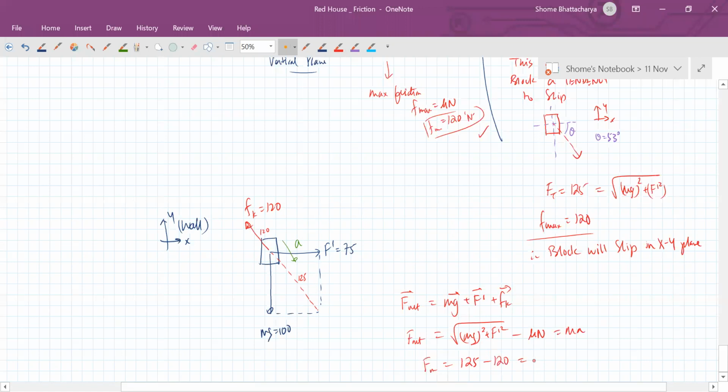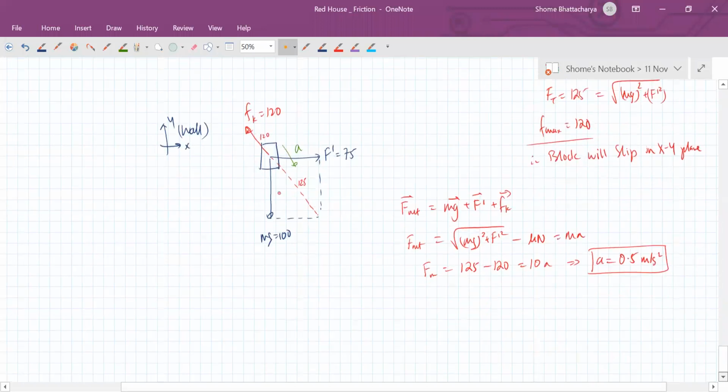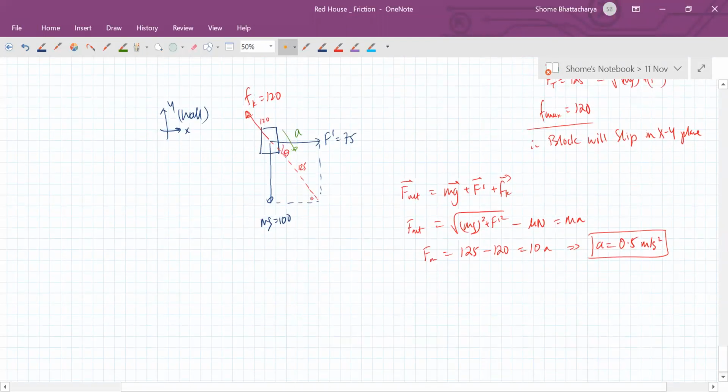125 minus 120 is equal to 10 newtons. So our acceleration will be 0.5 meters per second square in magnitude, but as you can see, it will be in the xy plane like this. So according to the unit vector notation, theta is tan inverse of mg by f prime, so it will come out to be 53 degrees.